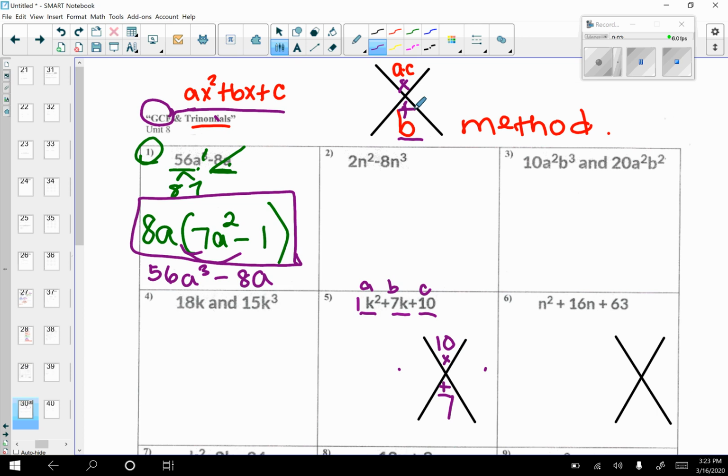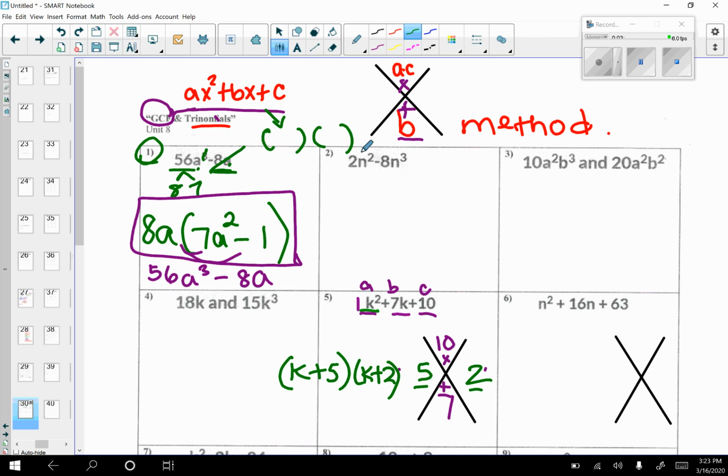Okay, so I'm trying to find two numbers that multiply to 10 and add to 7. It's kind of like a puzzle. You have to think about it. Those two numbers are 5 and 2, right? 5 times 2 is 10, and 5 plus 2 is 7. Okay, so I've completed my puzzle. And now how I'm going to write this is in factored form. I'm going to use my variable k, and I have k plus 5 times k plus 2. Okay, that's a form we're going to factor it into. You factor it into a binomial.